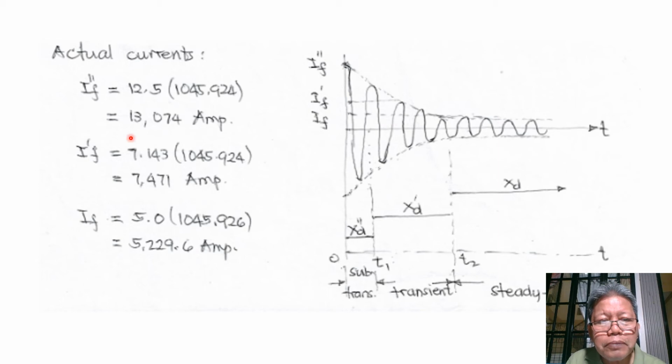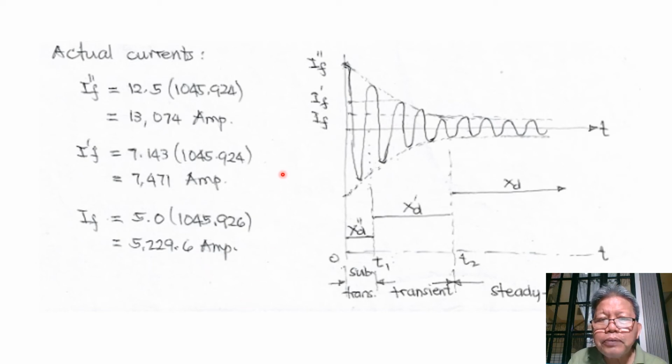So our subtransient fault current is 13,074 amperes. And our transient fault current would be the per unit value of 7.143 times the base current, so we have 7,471 amperes. And our steady state fault current, with its per unit value of 5.0, we multiply this by the base current, then its actual value is 5,229.6 amperes.